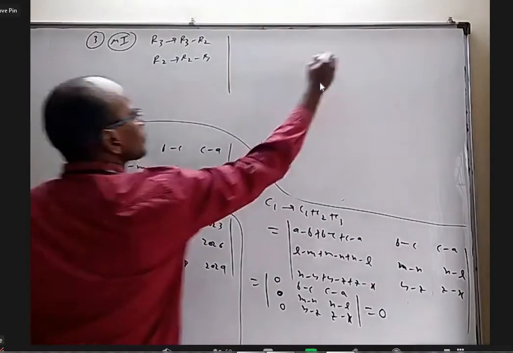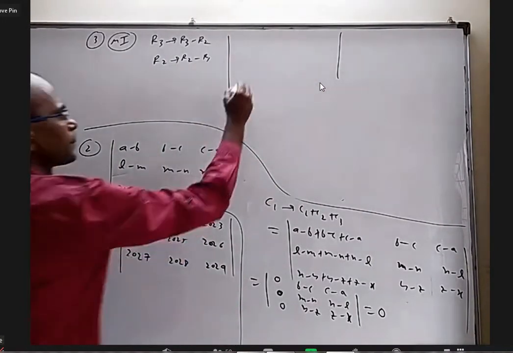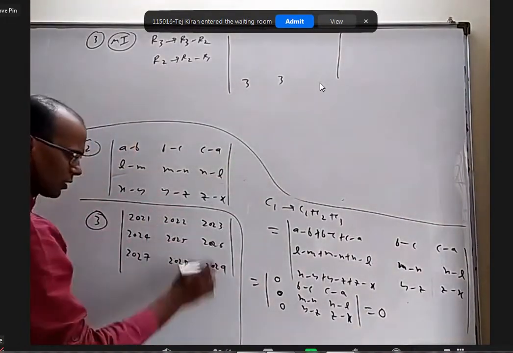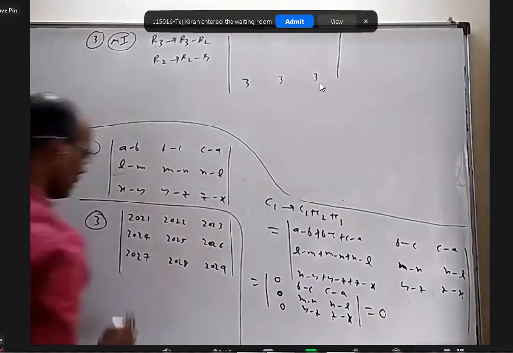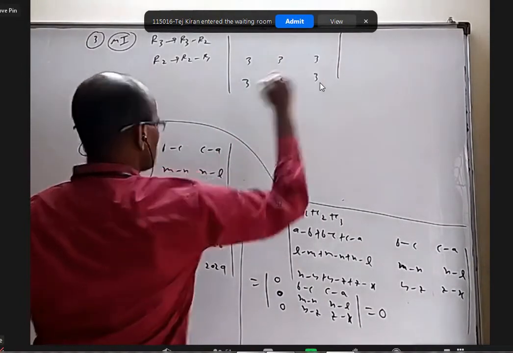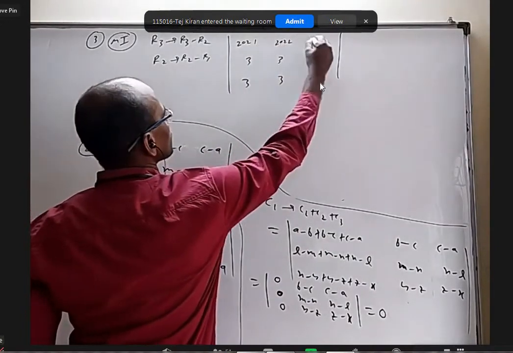So from third row, if I remove second row, this minus this is 3. From this, if I remove this, 3. From this, if I remove this, 3. From second row, if I remove first row, again I'll get 3, 3, 3. This is as it is, 2021, 2022, 2022.